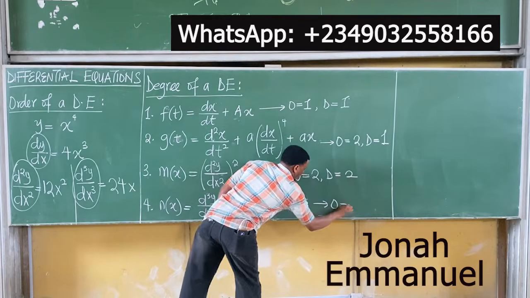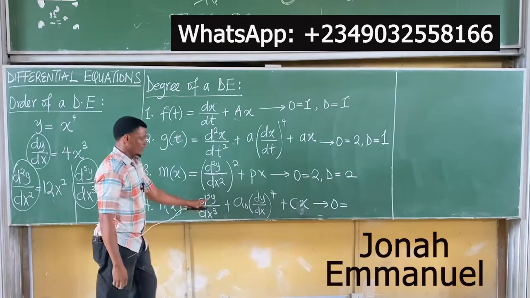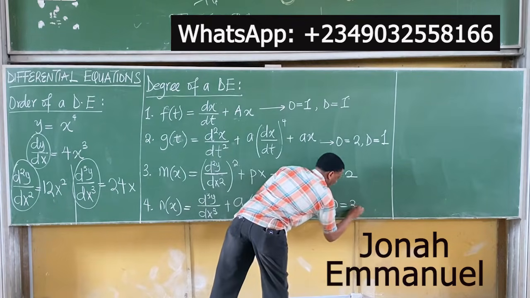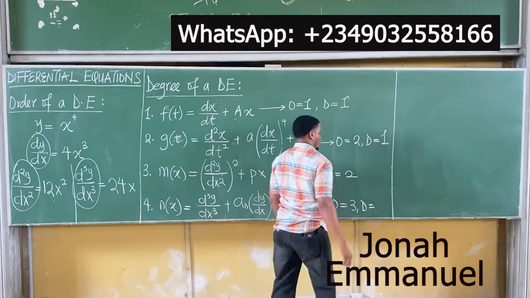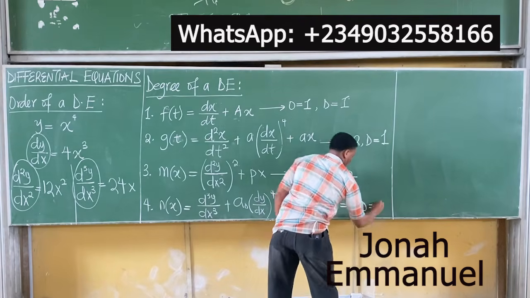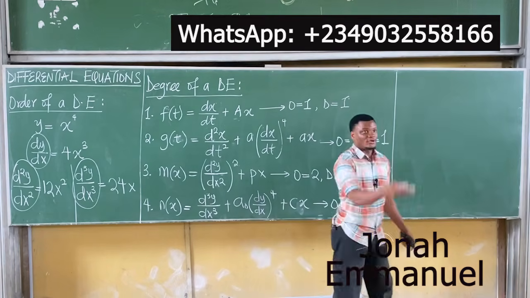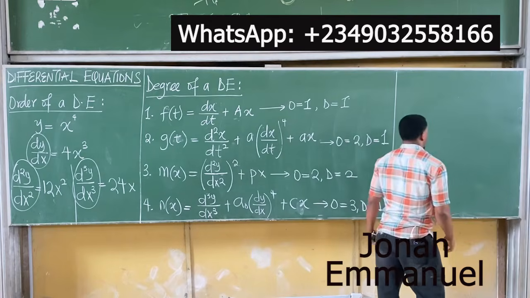For order, what do you have? 3. Obviously, it's a third order. For degree, what do you have? 1. Of course, it's raised to power 1. Alright, your task is.